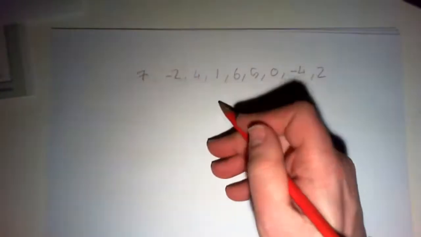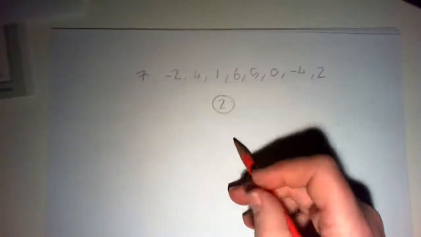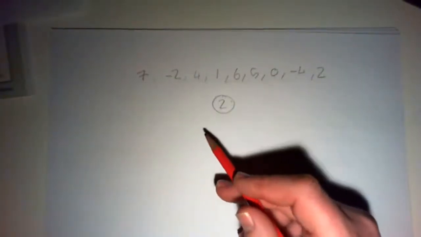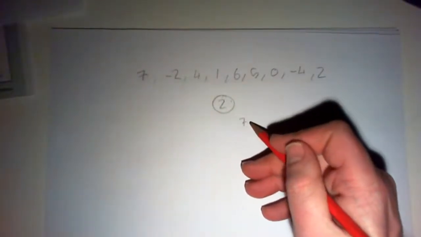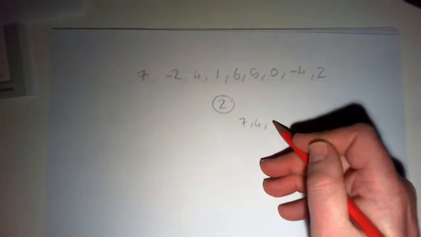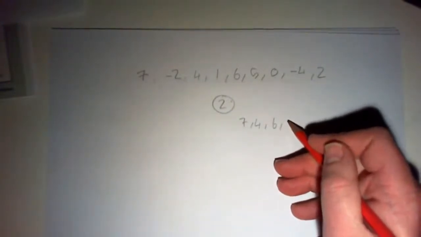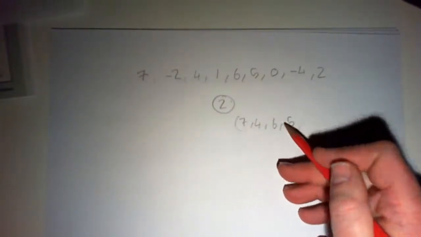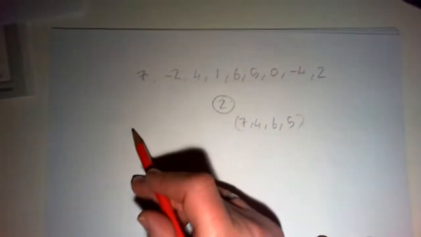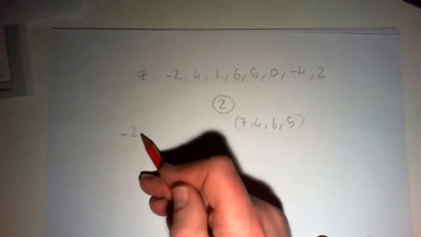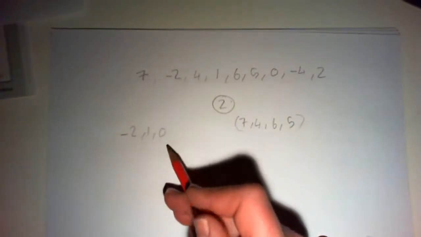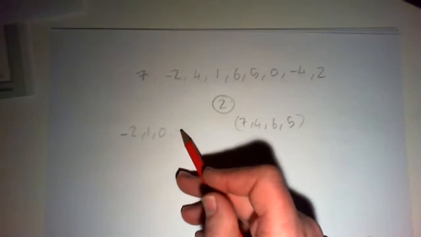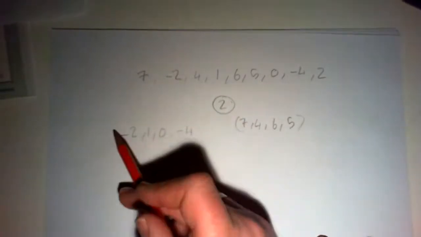We're going to pivot around 2. So we want all the numbers bigger than 2 on this side. So we've got a 7, a 4, a 6, and a 5. Okay, and then all the numbers less than 2: we've got a -2, a 1, a 0, and a -4. So I haven't put these in order.